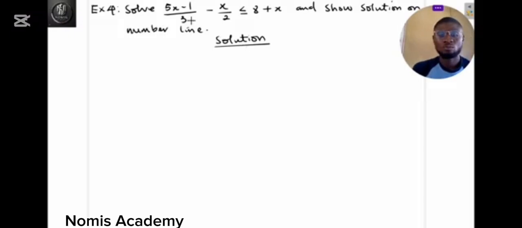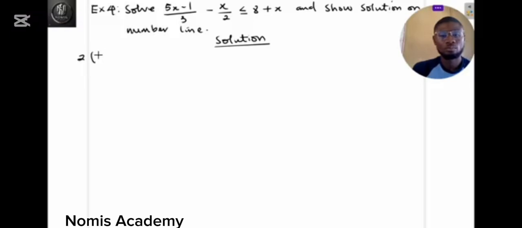Now this time around we have 3 and 2 as denominators. If I use 3 to multiply to make it a straight inequality, I'll still have 2 left, so I'll still have to multiply by 2. I can just multiply 3 and 2, that will be 6. Multiply all through by 6 to remove all the denominators. So if I multiply through by 6, at this part, I'll be left with 3 here, 1, 3 and 6 will be 2.